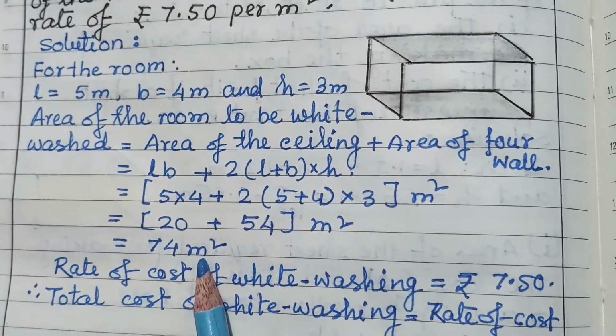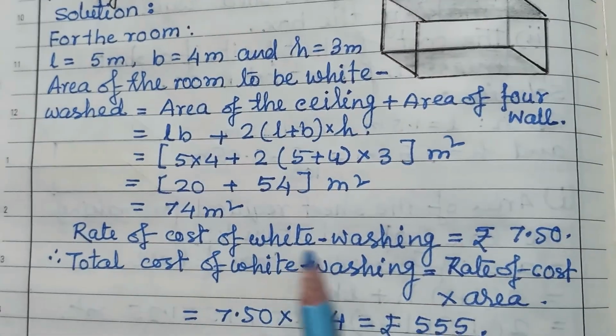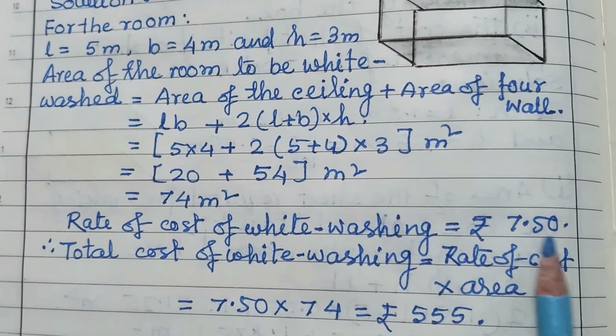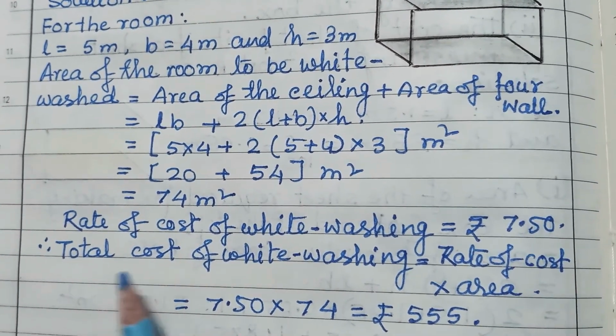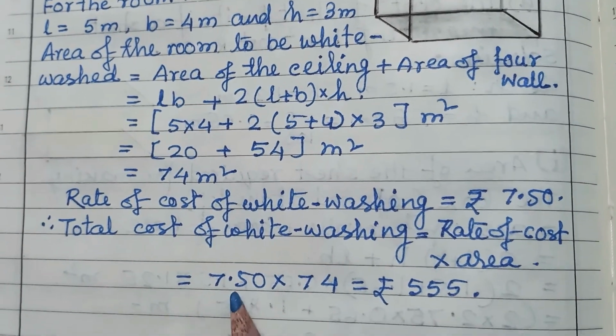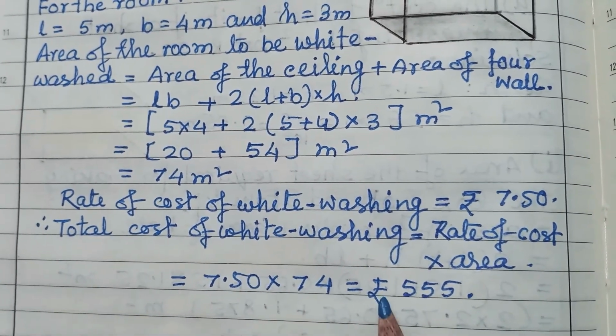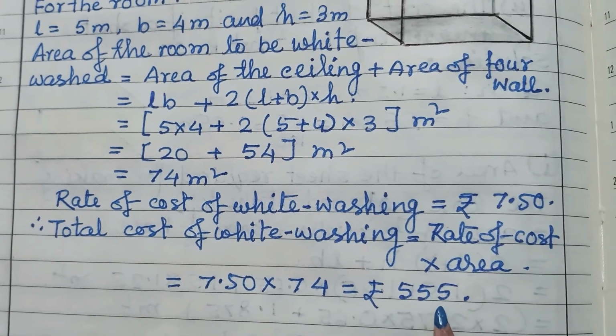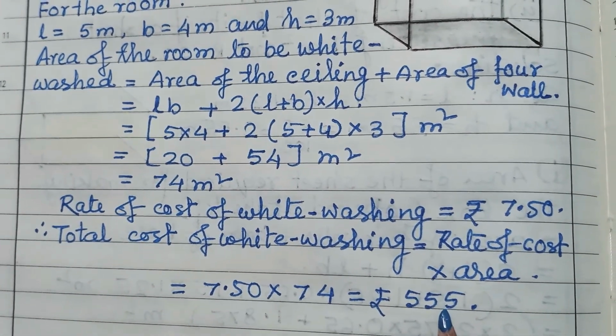Now substituting the values, the area comes to 74 meter square. Now the rate of cost is given as rupees 7.50. So the total cost is rate of cost into area, which is 555 rupees. Okay, thank you very much.